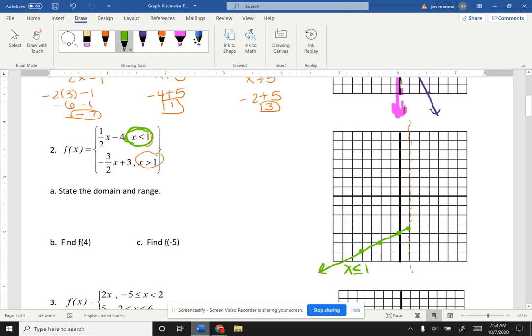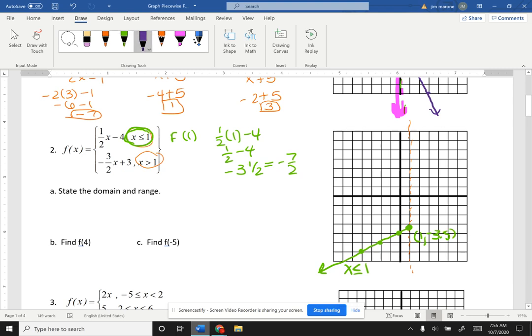I need to know the exact value of this point. So to find that exact value of the point, it's a closed circle there. I'm going to find f of 1. So that's equal to 1/2 times 1 minus 4, which is 1/2 minus 4, which is -3.5, or -7/2, however you want to think of it. So that point here is (1, -3.5).